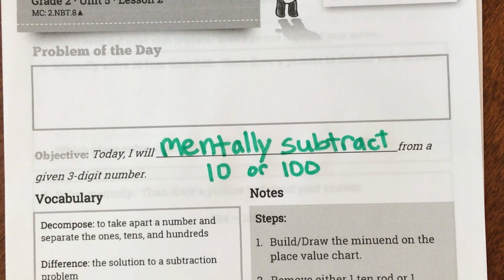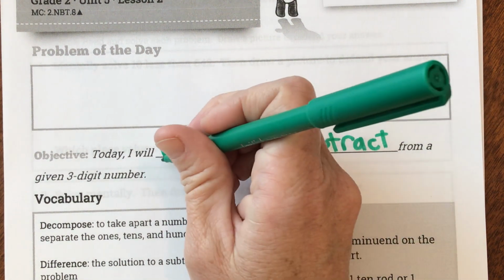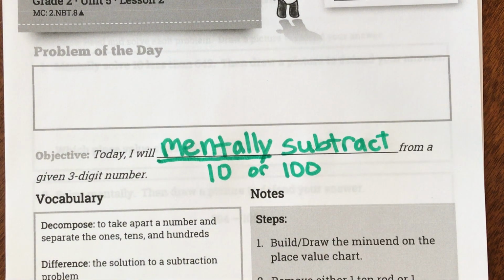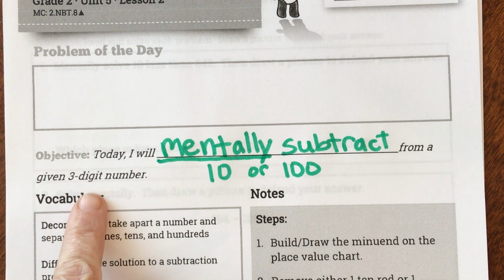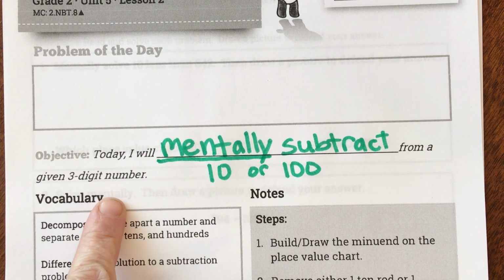Okay, so let's look at that one more time. It says, today I will mentally. Okay, so mentally means you're doing it in your head. Now because I want to show you how I'm doing this, I obviously can't just do it in my head. I'm going to be writing some stuff down. And you're going to be writing stuff down as well, but we're going to get better at it where we eventually could do it in our head. So it says, today I will mentally subtract 10 or 100 from a 3-digit given number. Now remember, a 3-digit number means a number in the hundreds place.